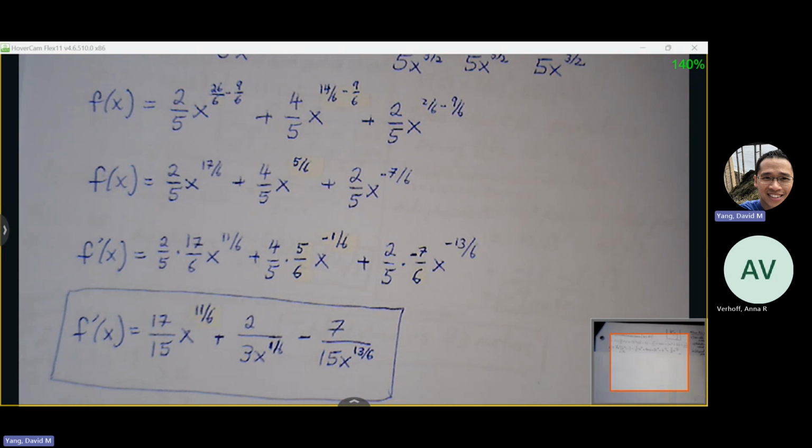17 over 6 right here. So this is my current exponent. I brought the exponent down, and then I subtracted 1 from the exponent. So power rule: bring the exponent down and subtract 1.